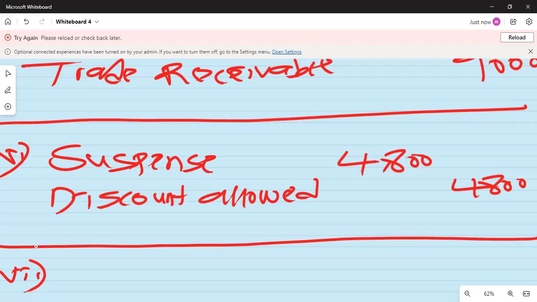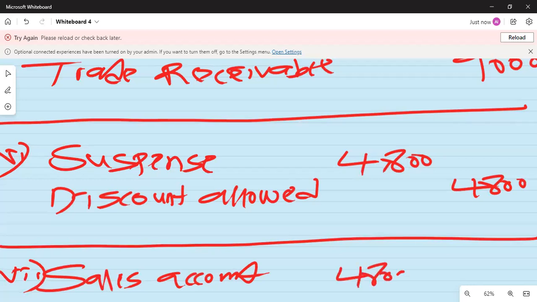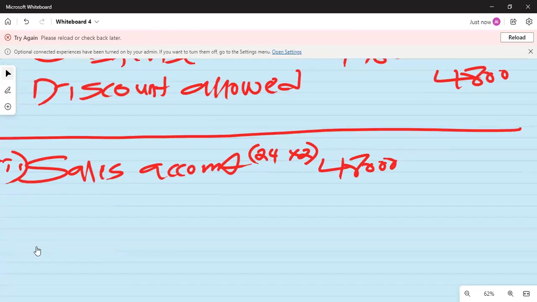So what am I going to do now? Since it was taken to the sales account initially, the sales account needs to be debited with 48,000. How do we get this 48,000? By saying 24 multiplied by 2. Then we are not going to take it to sales; that's what we call the disposal account.